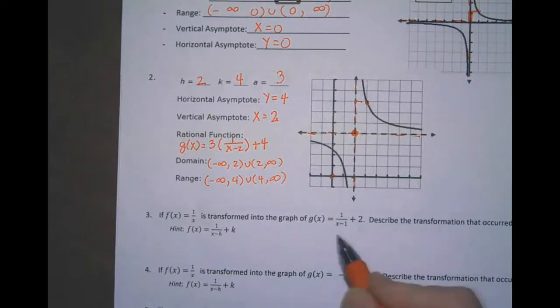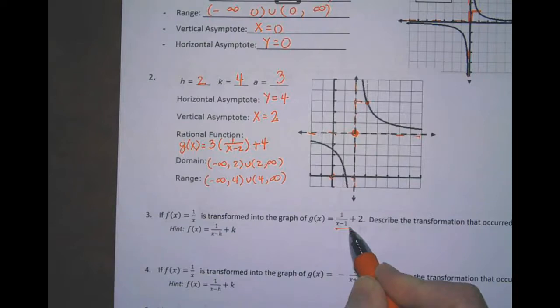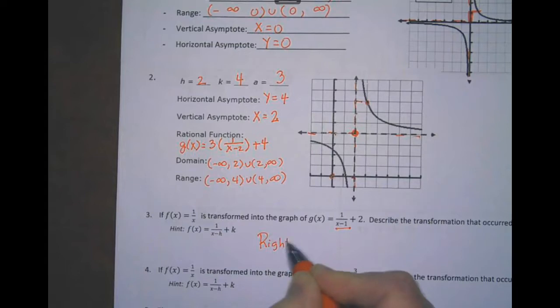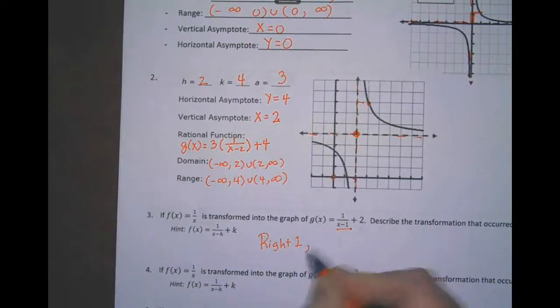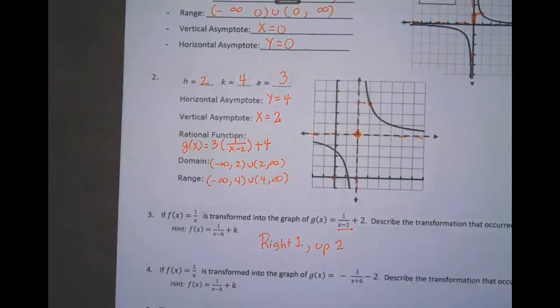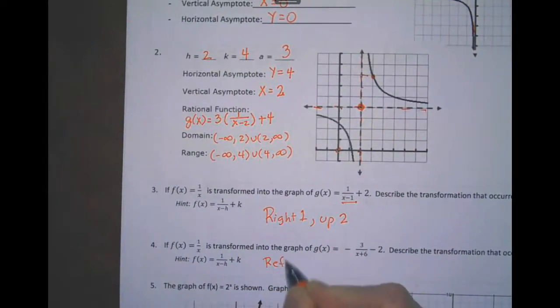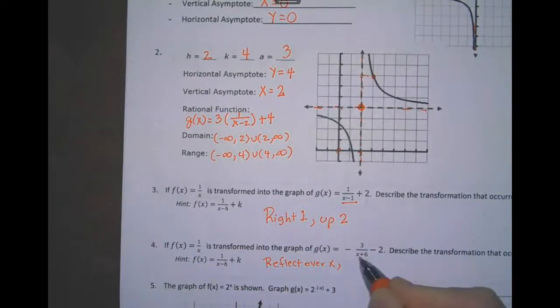This graph is going to, x minus 1 is going to make it go right 1, the plus 2 at the end would go up 2. The negative sign out in front would reflect over x. The plus 6 would go left 6, and then also down 2.